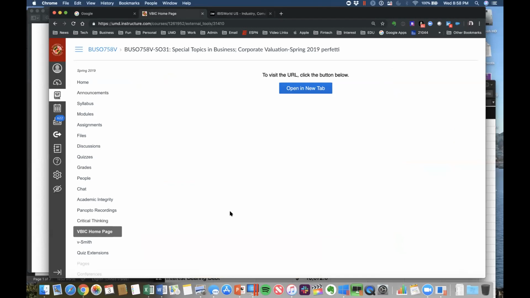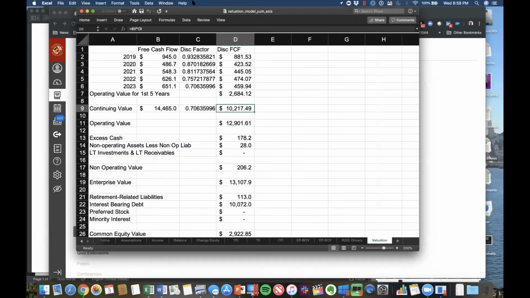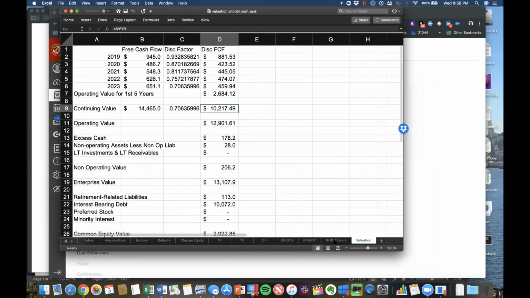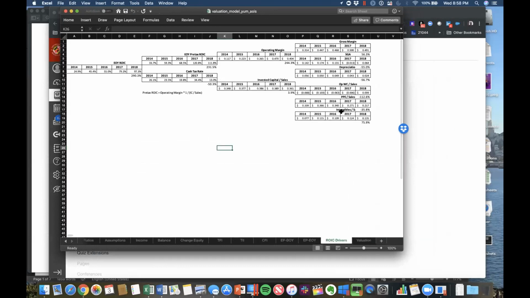All right, section two. Section two follows homework two. You're going to basically do historical analysis. So what is the historical analysis? Basically, if you go back to your model, in your model, there are two tabs. One tab is called ROIC drivers. This is the ROIC tree.